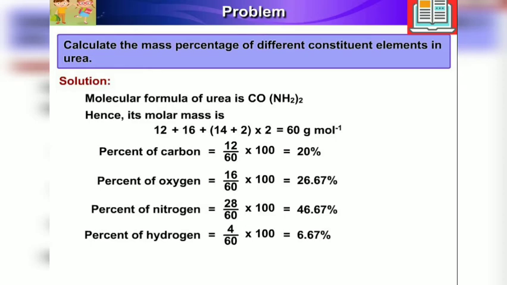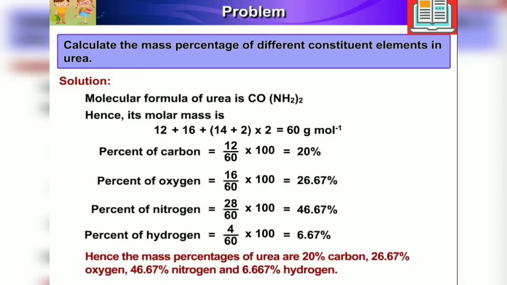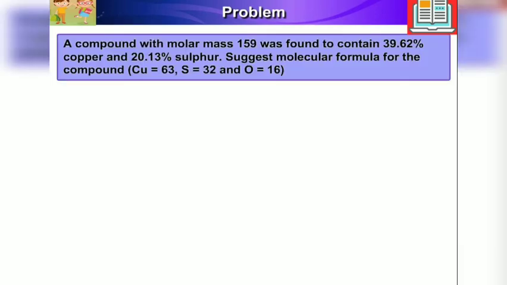Percent of hydrogen equals 4 upon 60 into 100 equals 6.67%. Hence, the mass percentages of urea are 20% carbon, 26.67% oxygen, 46.67% nitrogen, and 6.67% hydrogen.